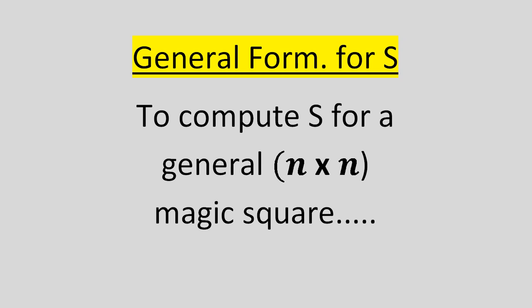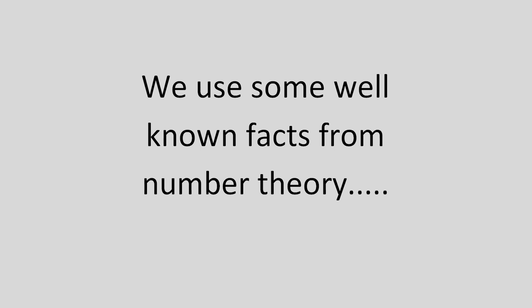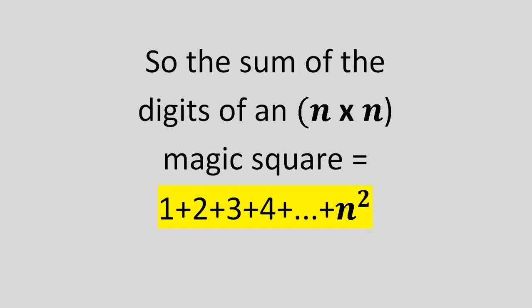To compute S for a general n by n magic square, we can use some well-known facts from number theory. Now we're not going to prove these in this video, but I might prove them in other videos. So the sum of the digits of an n by n magic square is given by 1 plus 2 plus 3 all the way up to n squared.